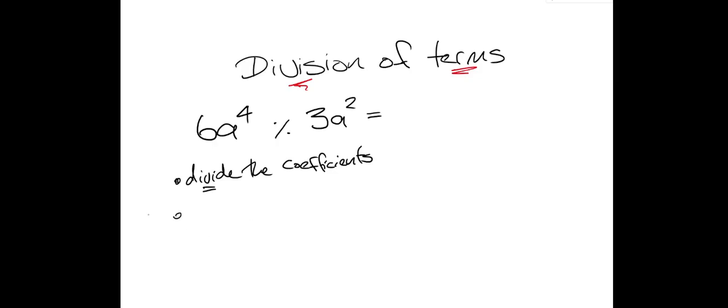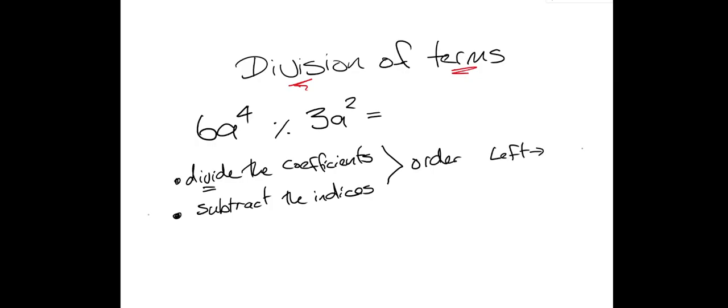When we multiplied, we added the indices. Now we are going to subtract the indices, which is the opposite of multiplication. And remember, for both of these, the order matters. So it's left to right, exactly how you would read a page.